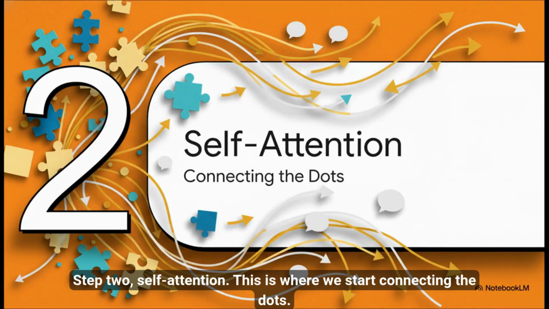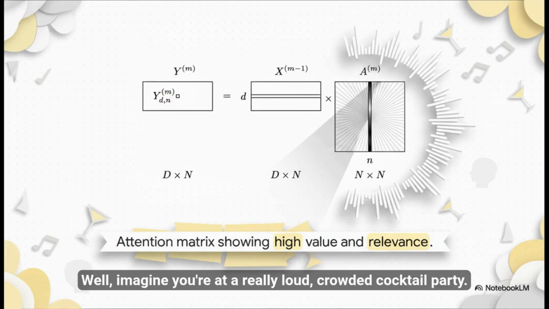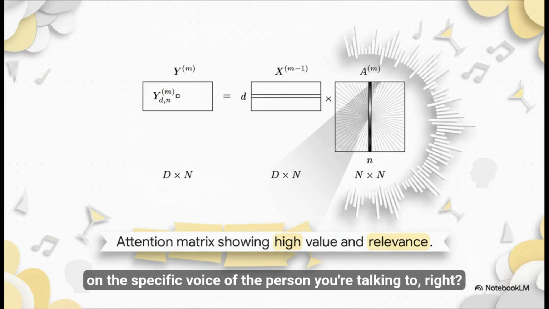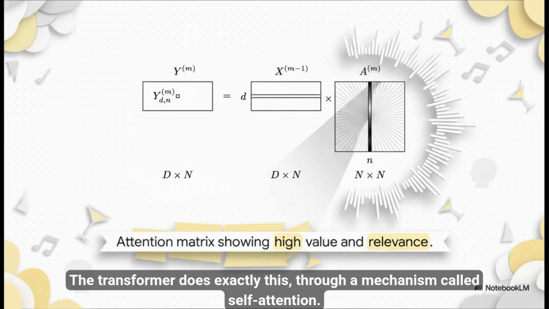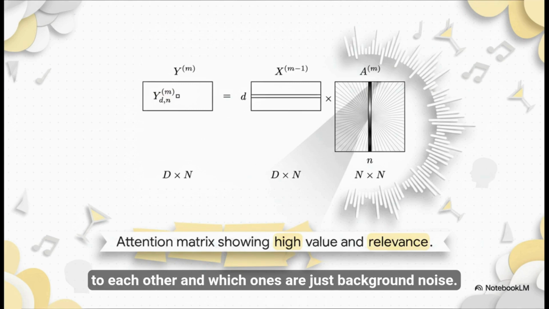Step 2, self-attention. This is where we start connecting the dots. Once we actually have our puzzle pieces, how do they relate to each other? Well, imagine you're at a really loud, crowded cocktail party. Even with all that background noise, you can somehow focus your attention on the specific voice of the person you're talking to, right? The transformer does exactly this, through a mechanism called self-attention. It mathematically compares every single token against every other token to figure out which ones are highly relevant to each other and which ones are just background noise.